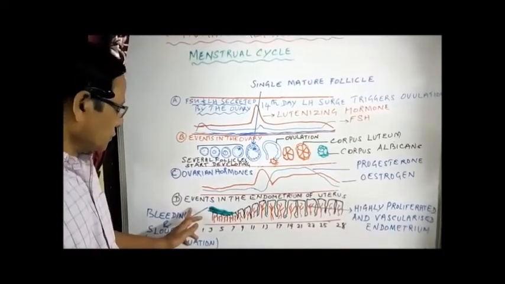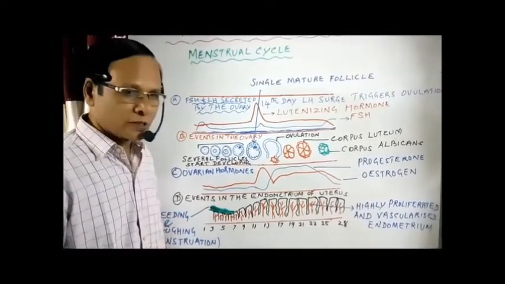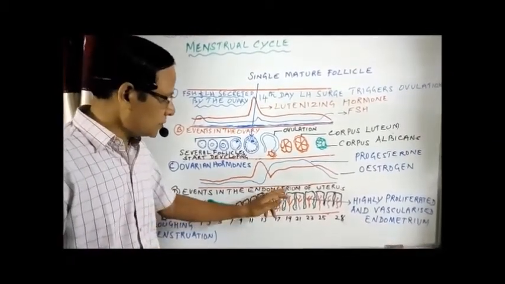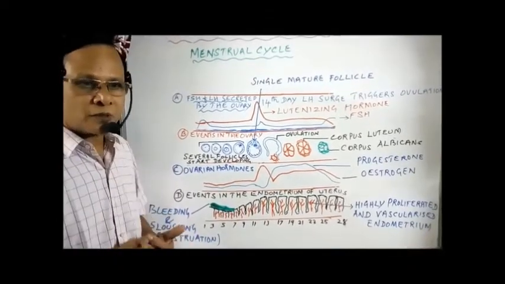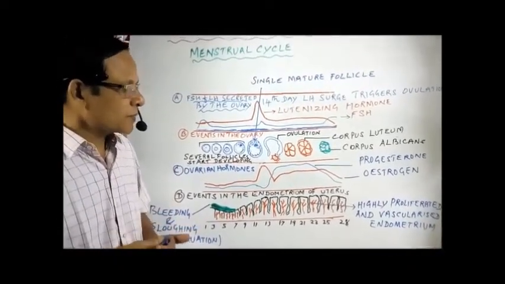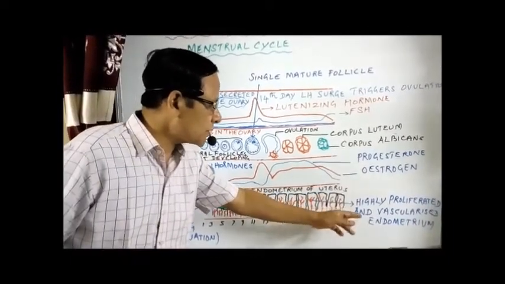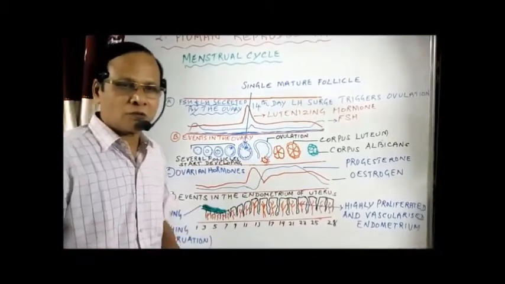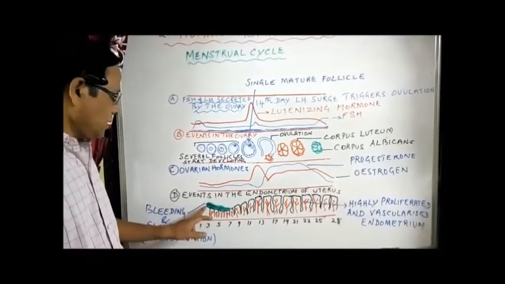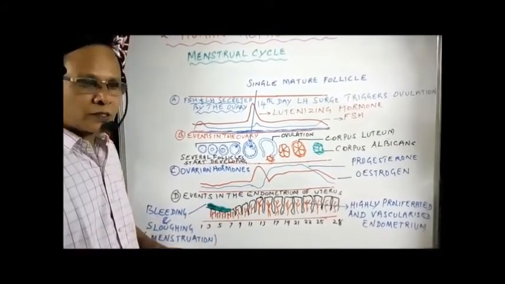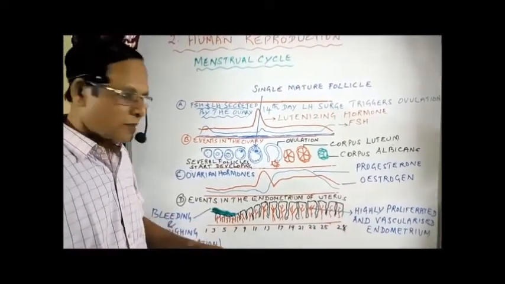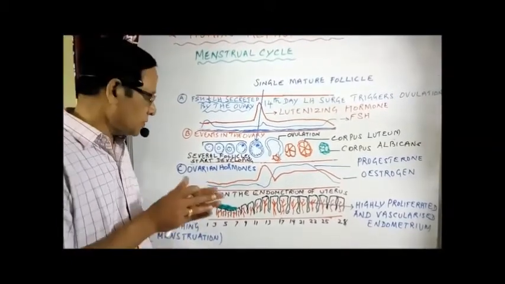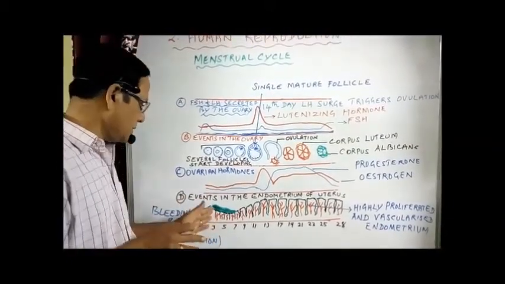The fourth block shows the events in the endometrium of the uterus. The uterine endometrium gradually thickens. The cells are highly proliferating and the glands are developed. It becomes a highly proliferated and vascularized endometrium because of the addition of more and more cells. Repair and regeneration of the endometrium occurs. On day 1 to 5, if there is no fertilization, we have the menstrual phase, with bleeding and sloughing, called menstruation. The uterine endometrium is peeled off. That marks the beginning of the next cycle.